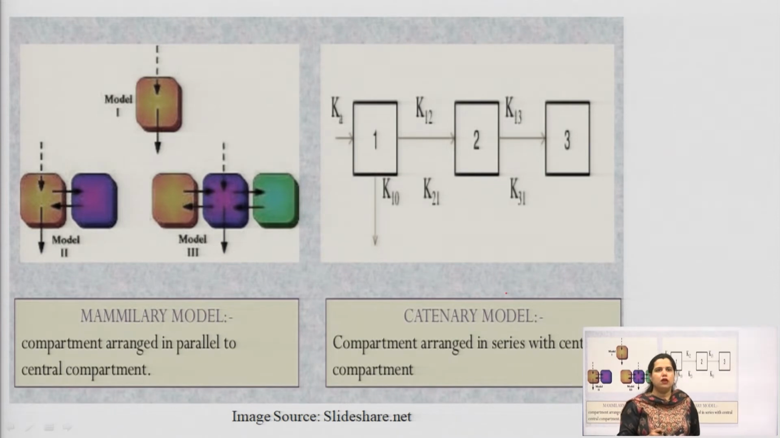So, once again, look at the picture of the mamillary model: model 1, model 2, model 3. That means in the first model you see one compartment, in the second model two compartments, in the third model three compartments. The compartments are arranged in parallel to the central compartment. All of the compartments are connected directly to the central compartment, but in the catenary model one compartment is not directly connected to the other compartments except the next one. So, it is rarely used, as it gives no exact analysis based on the models.